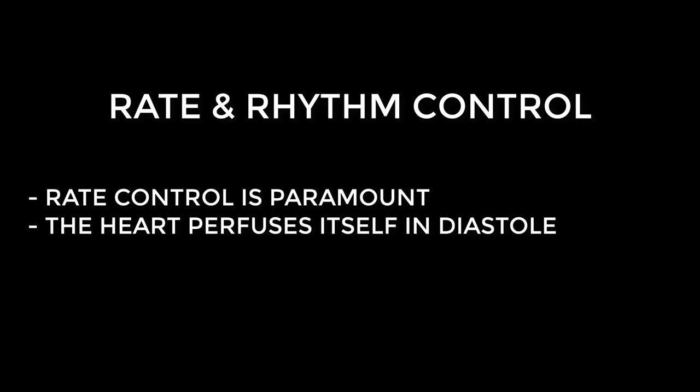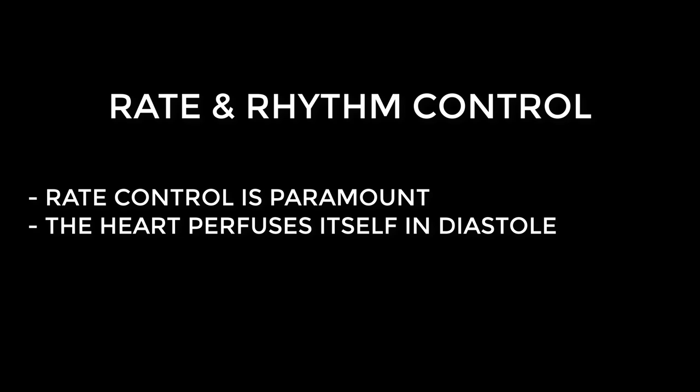If you can control the rhythm so it's not AF and you get P waves back, that is good. And if you cannot do that, rate control should be satisfactory. Getting the heart rate below 100 is important, and that is because the heart only perfuses itself during diastole. So the slower the heart, within reason, the better the perfusion of the heart is.